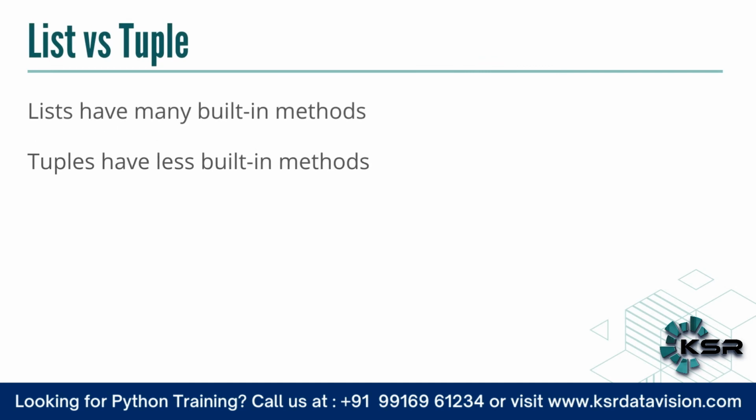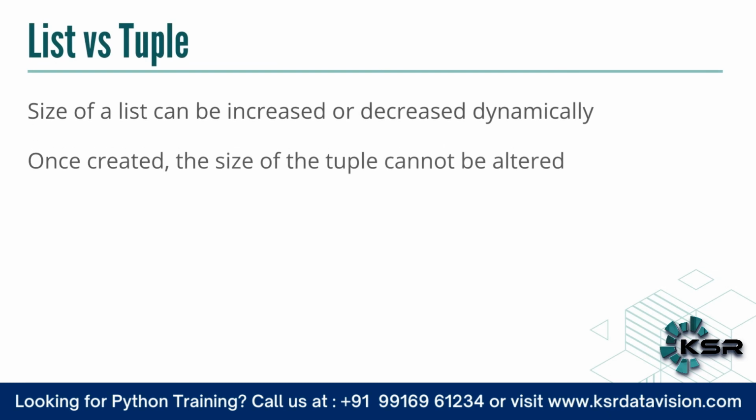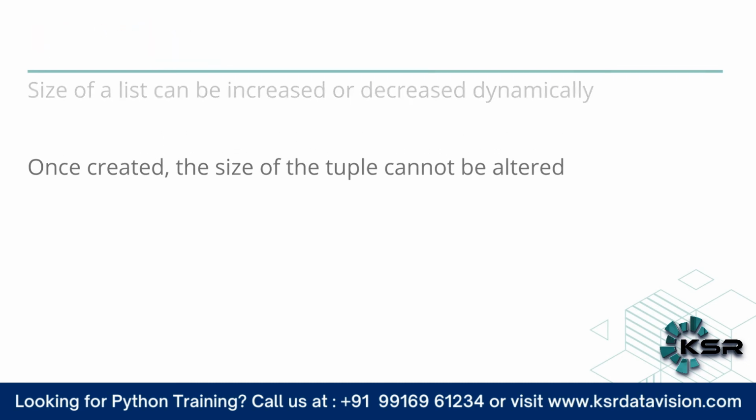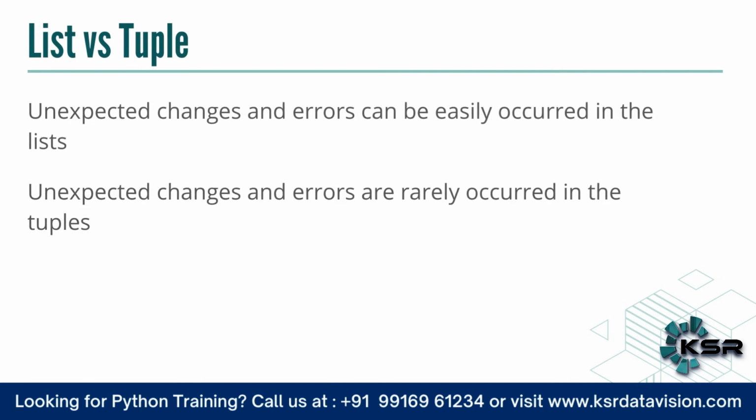Many built-in methods are available for lists, a lot of which we have seen. Tuple doesn't have many inbuilt methods. There are only two available, count and index, which we have seen. The size of a list can be increased or decreased dynamically. Once created, the size of a tuple cannot be altered. Once created, it is the end, so we can't change the tuple again. Unexpected errors and changes can easily occur in lists, while they rarely occur in tuples because once created, we can't change it. So no errors or changes are likely to happen for a tuple, while for a list there is scope for errors. So these are the differences between list and tuple.